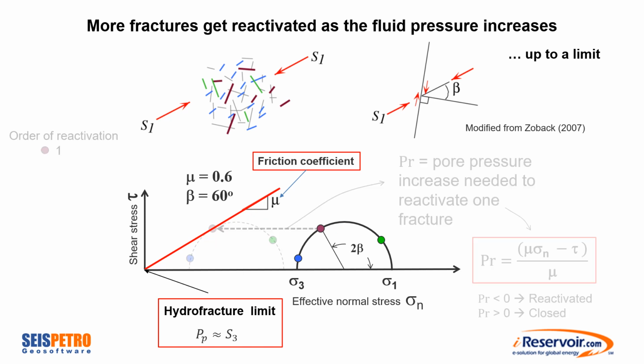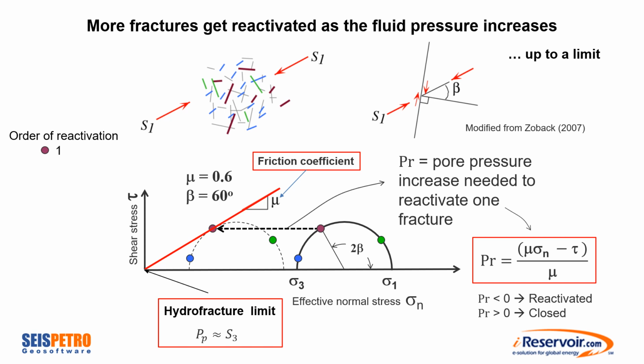When we increase the fluid pressure, the fractures that are closer to the friction line will get reactivated first. The pressure needed for reactivation is given by this expression that depends on the effective normal stress, the shear stress, and the friction coefficient. Then, as we keep increasing the fluid pressure, other poorly oriented fractures will also get reactivated until we reach the hydrofracture limit, which we are going to assume is close to the minimum horizontal stress.